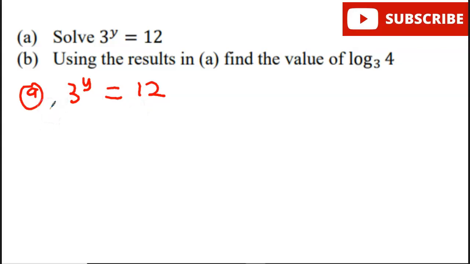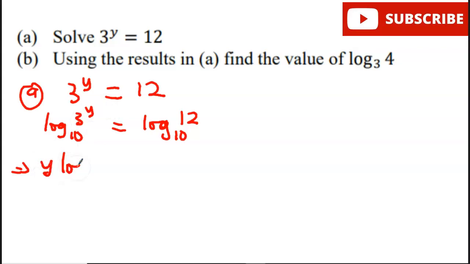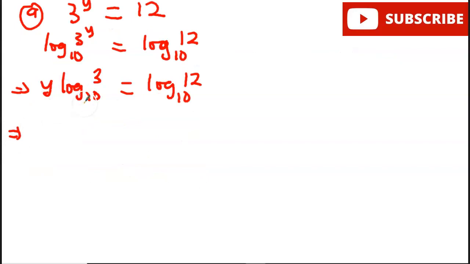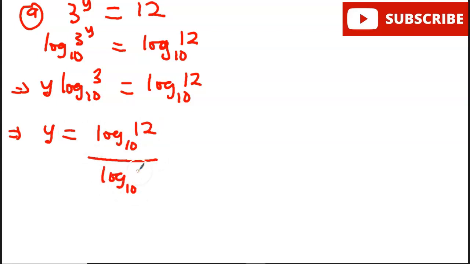Yes, so this is what we are going to do. You take log on both sides to the base 10, so which is log 3 raised to the power y to the base 10 is equal to log 12 to the base 10. Now this implies that, by the power rule or power law, y log 3 to the base 10 is equal to log 12 to the base 10. So to find y, we divide both sides. So y will be log 12 to the base 10 over log 3 to the base 10.